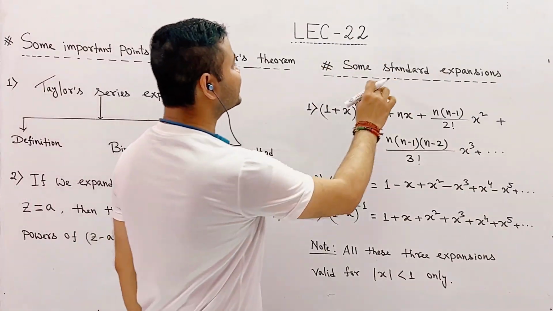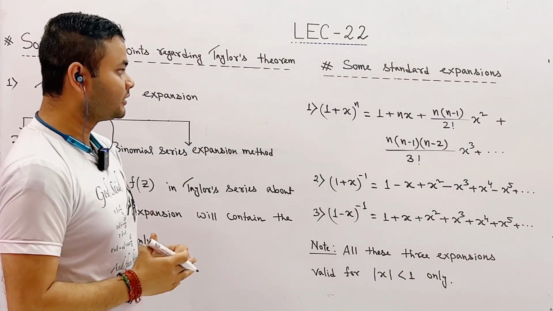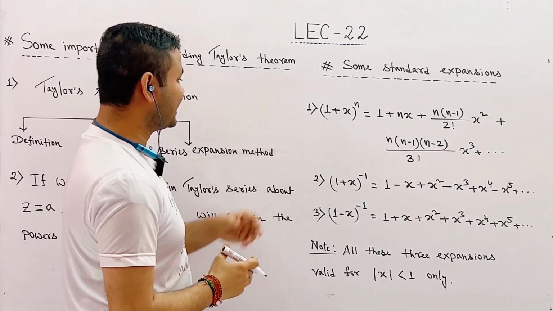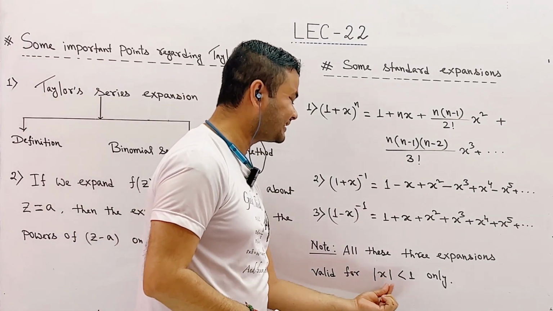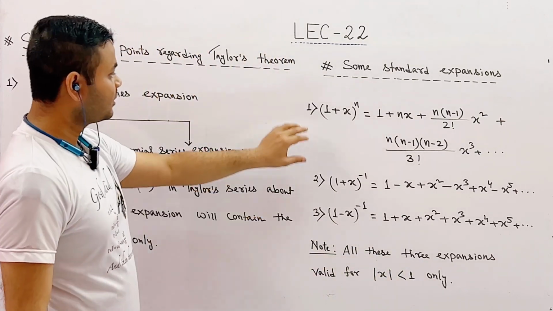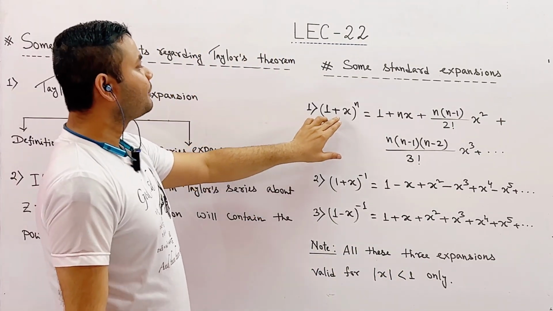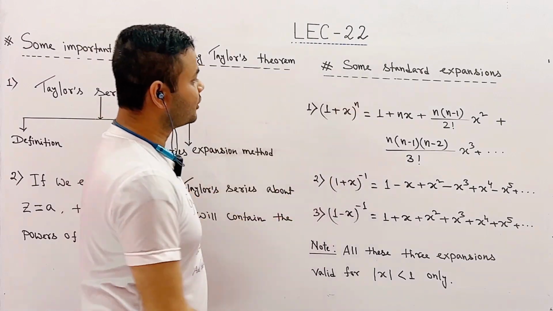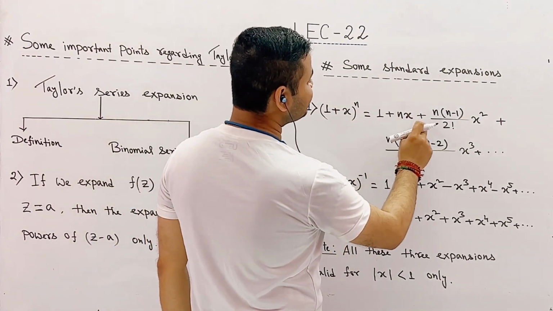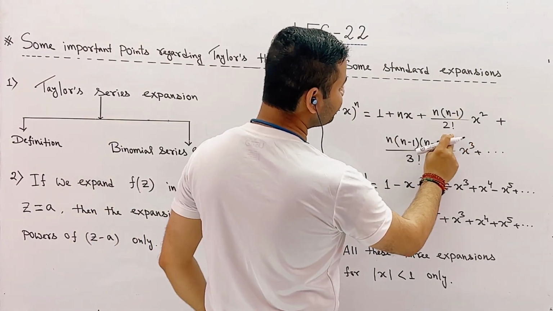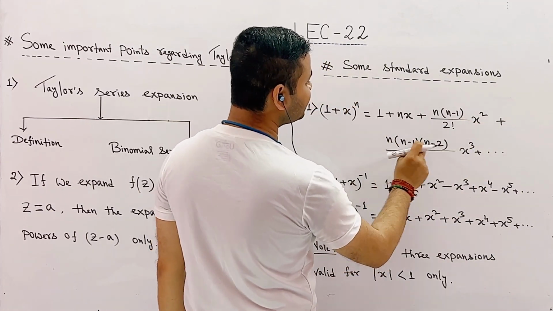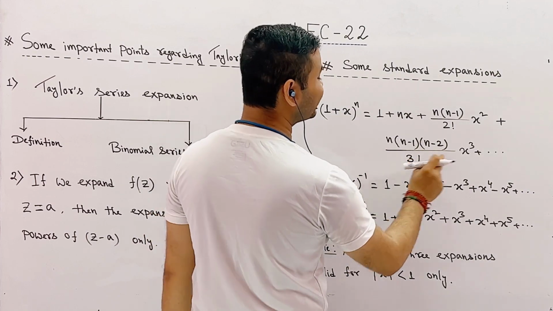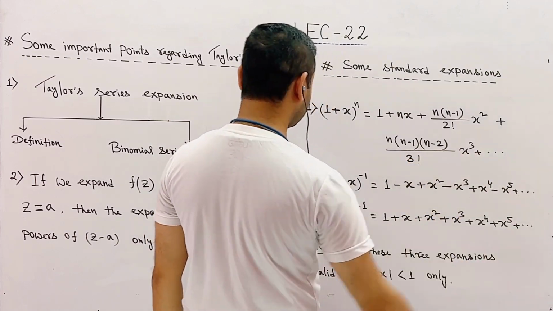Next, some standard expansions. Students, one important point is that all these three expansions are valid for modulus of x less than 1 only. Number 1, 1 plus x whole to the power n is equal to 1 plus nx plus n into n minus 1 divided by 2 factorial into x square plus n into n minus 1 into n minus 2 divided by 3 factorial into x cube plus dot dot dot.